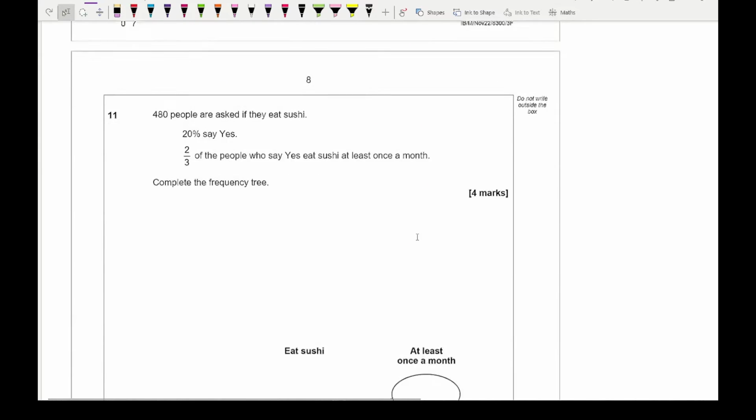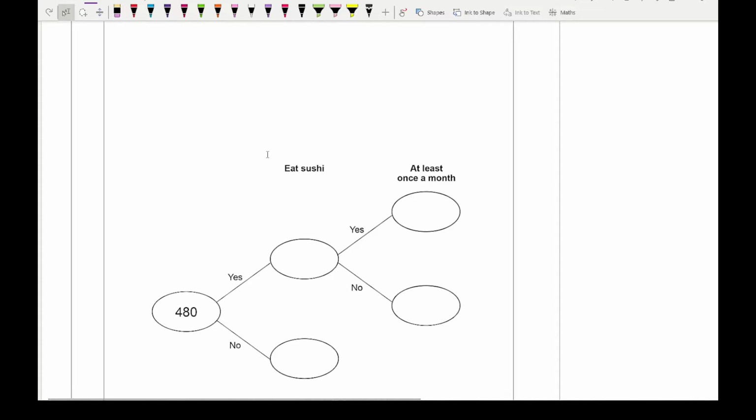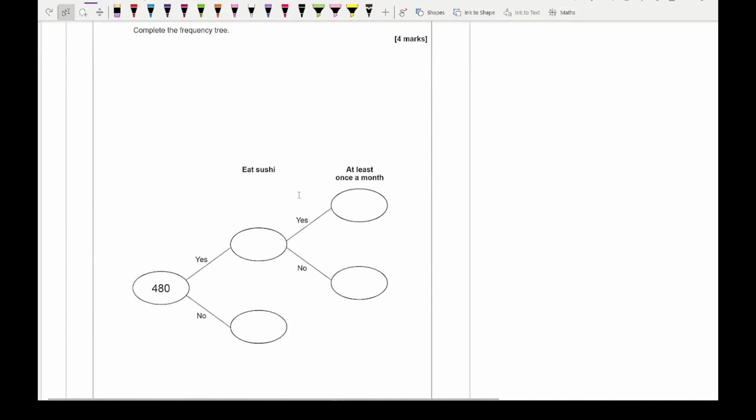Moving on to question 11, it says 480 people were asked if they eat sushi. 20% said yes. 2/3 of the people who said yes eat sushi at least once a month. And we want to complete the frequency tree. So for this, let's just zoom out because they've given us quite a lot of space for working out.